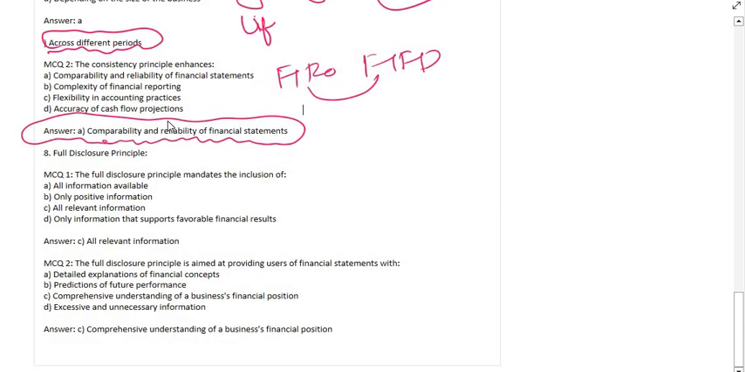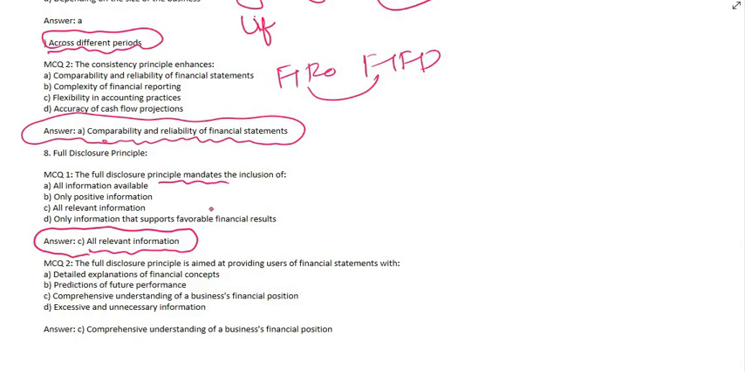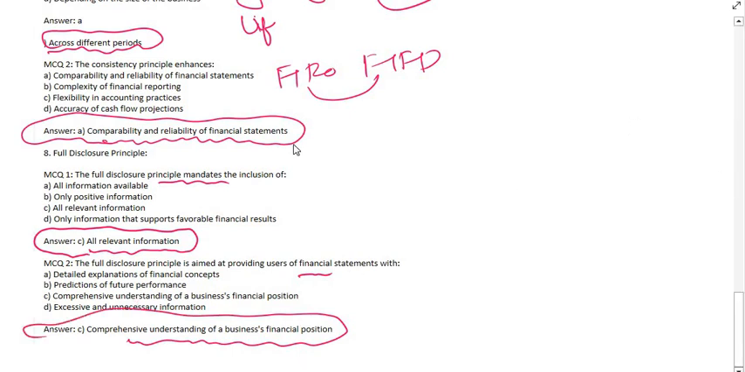And the last is the full disclosure principle. The full disclosure principle mandates the inclusion of all relevant information. You have to ensure that financial statement users have access to all the relevant information about a company's financial position and performance. It is aimed at providing users of the financial statement with a comprehensive understanding of the business composition.